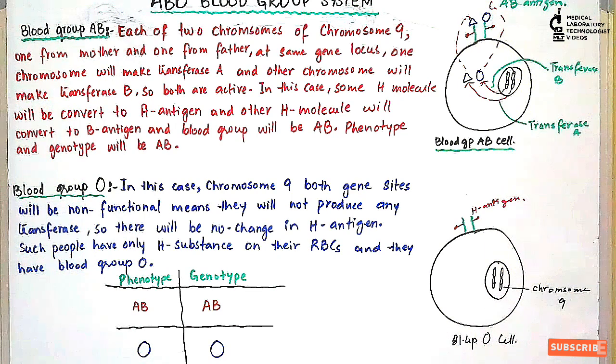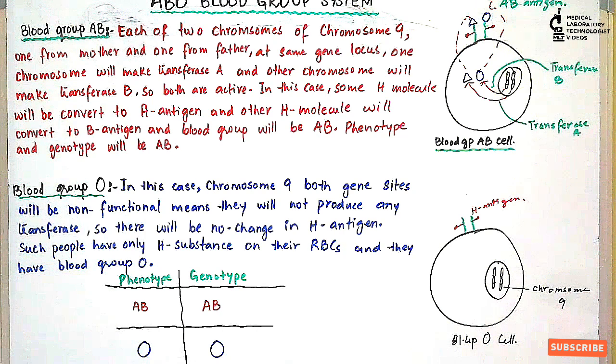So in this case, transferase A will attach N-acetylgalactosamine to half of the oligosaccharide, and the other chromosome with the functional gene will make transferase B enzyme, and it will attach galactose to the other remaining half of the oligosaccharide, and then it will be converted to B antigen. So now the blood group AB red blood cells will express both A antigen and B antigen. So phenotype will be AB and genotype will also be AB.